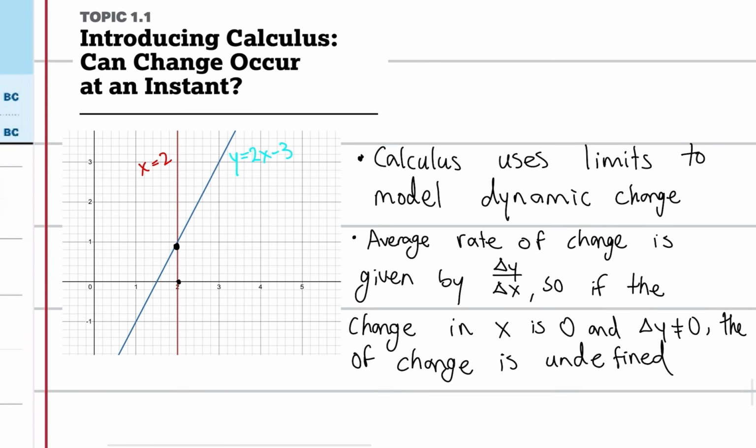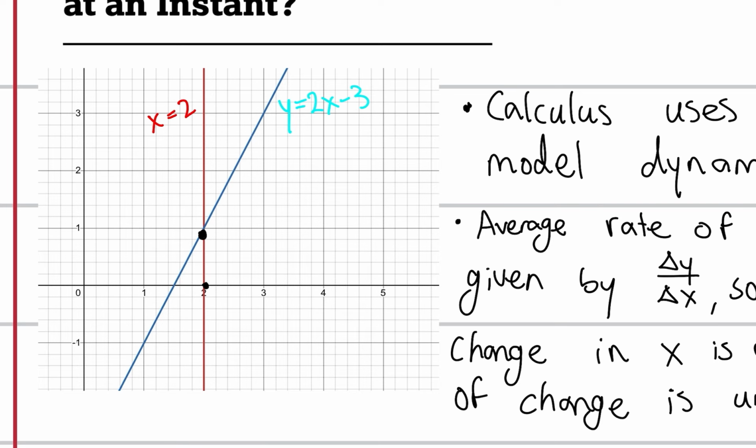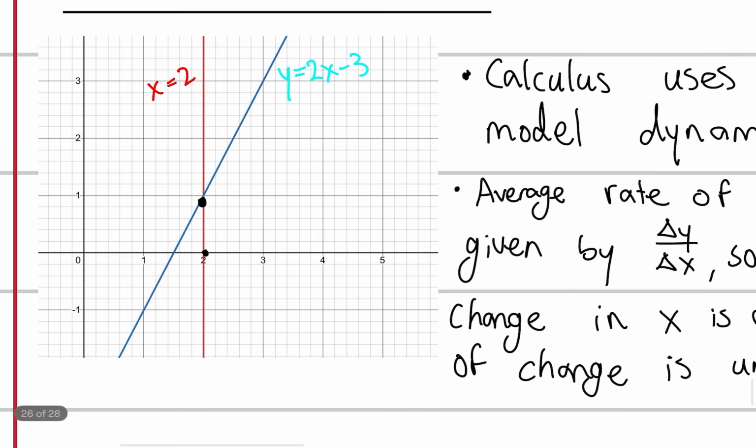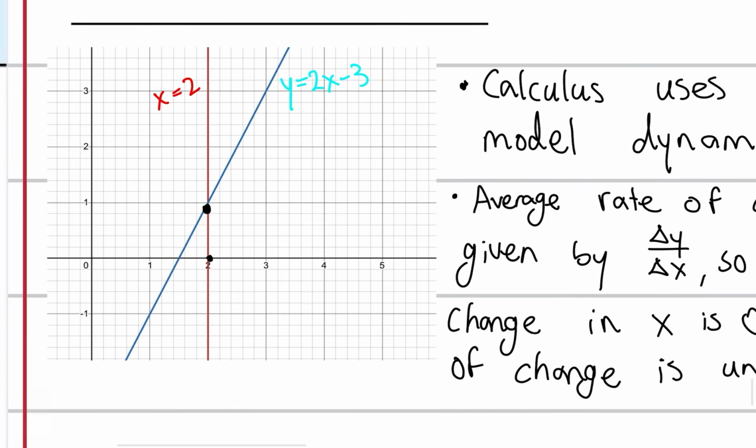Mainly an idea and a glimpse into calculus. If we look at these two functions here, for our blue one, we have y is equal to 2x minus 3. But for our red one, x is equal to 2. Since our change in y can be any number and yet our x doesn't change, it would be like dividing by 0. So really, we say that the rate of change doesn't exist.